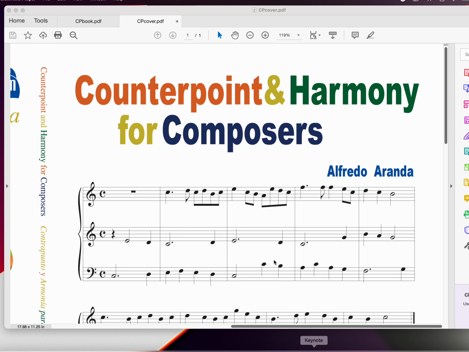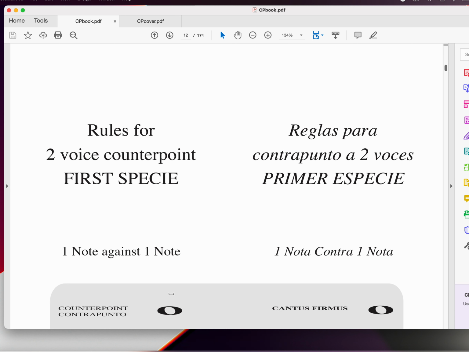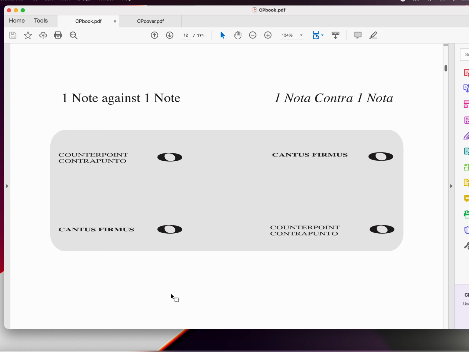My name is Alfredo Aranda, and we're going to continue with lesson number 2, and it's counterpoint, first species, and it's a note against one note. In other words, it is the impact of one note against the other note. It could be one whole note against a whole note, or half note against another half note. And for that, there are some rules that we need to follow.